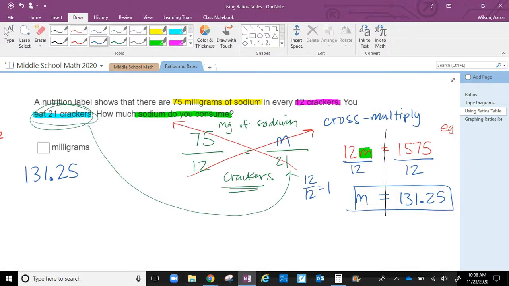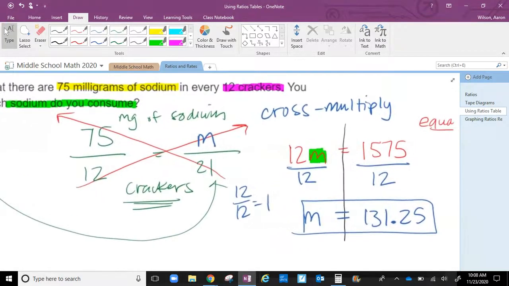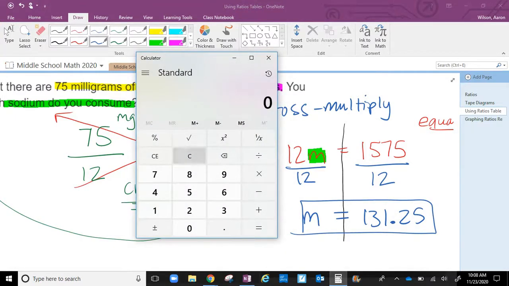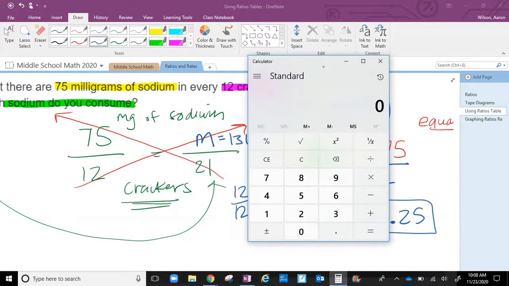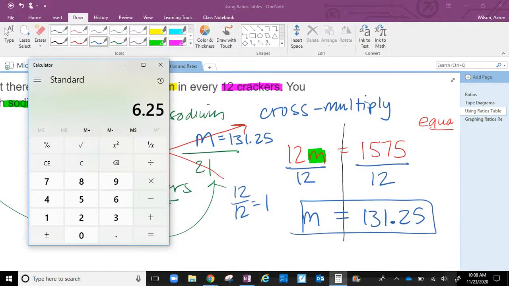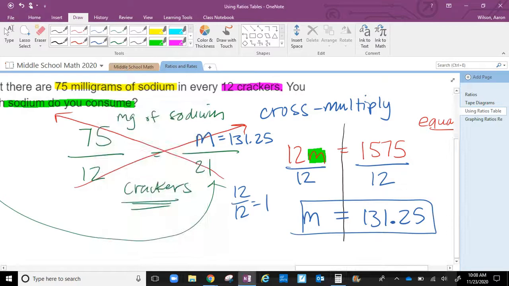And the only way we can truly check this is to see if these two values end up being the same, otherwise known as equivalent. So how am I going to do that? I'm going to use my calculator. Here's what I'm going to do. I'm going to do 75 divided by 12, because remember this line right here means to divide. So 75 divided by 12 gives me 6 1/4, or 6 and 25 hundredths. Now the same thing should be true on the right side, or the other ratio: 131 and 25 hundredths divided by 21 better equal 6.25. And it does, which means we are correct.